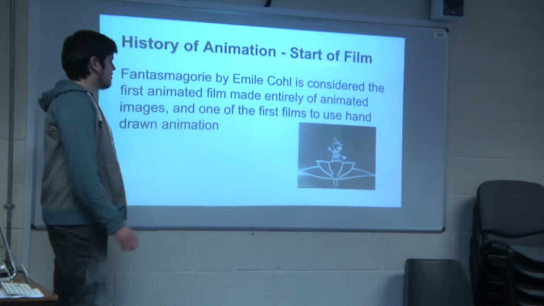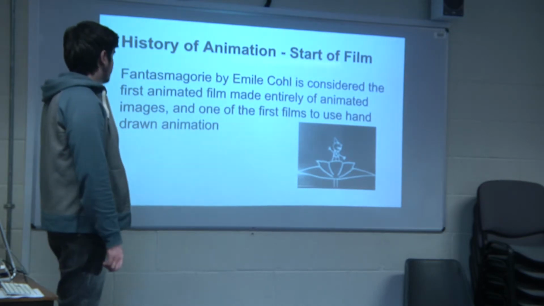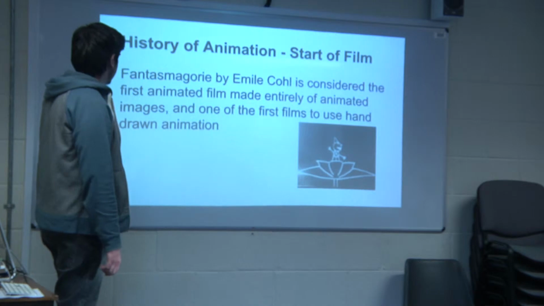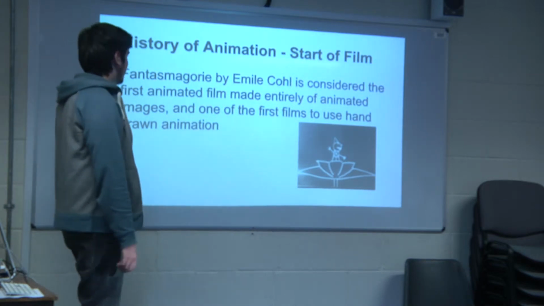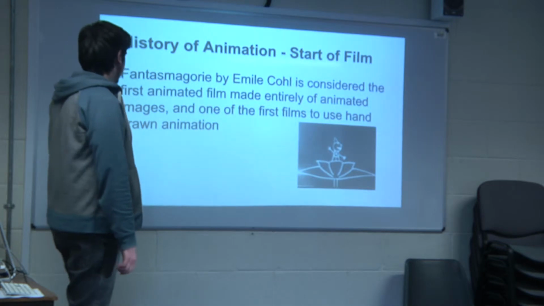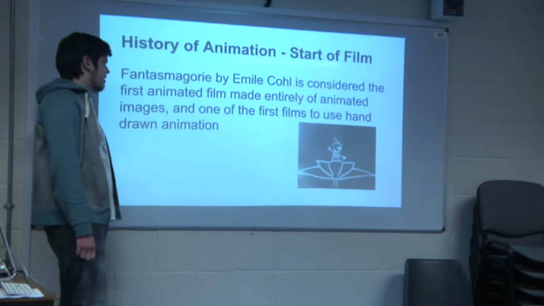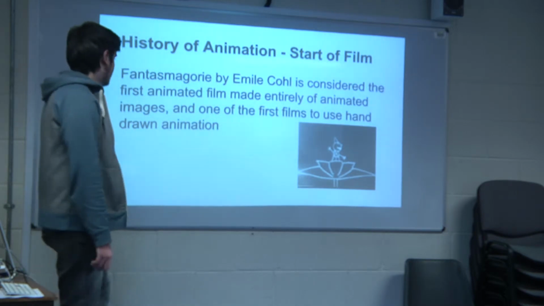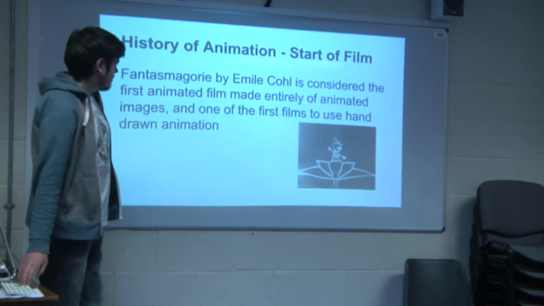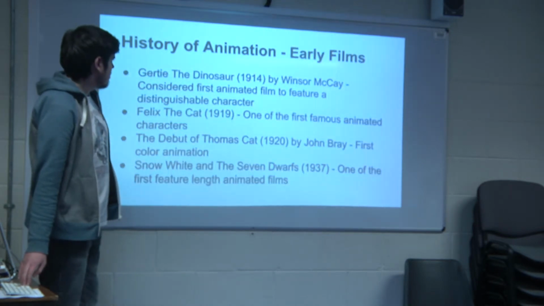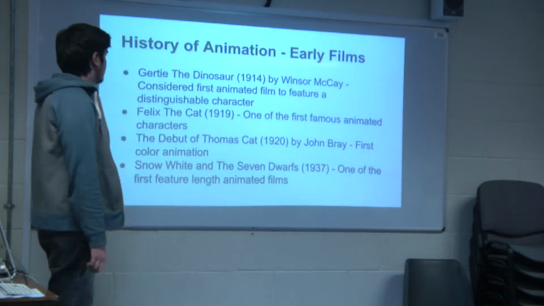And now going on to early animation in film. Phantasmagorie by Émile Cohl is considered one of the first animated films made entirely of animated images, and also one of the first films to use hand-drawn animation. See the image there. And then this is just a brief look through some of the early films.